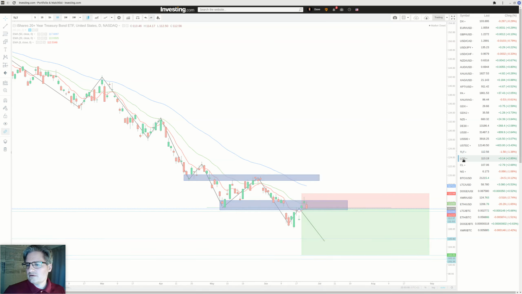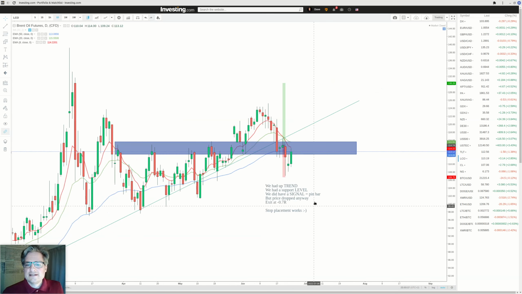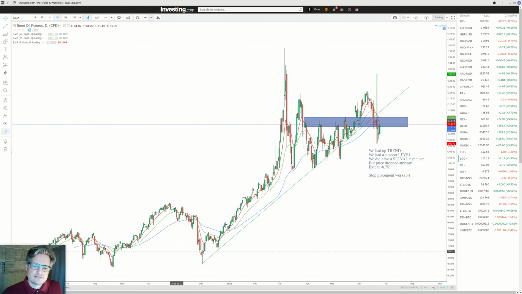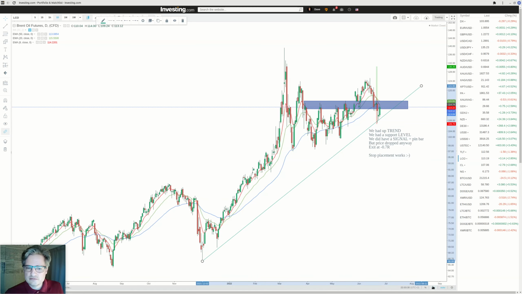So Brent oil. Here I'm looking at the futures, and I traded this with CFDs. Yes, here we had this trend going up, we had this trend line. Let me draw that a little bit better. Oh wait, I have to put it on the log scale. That is how I was looking at it.